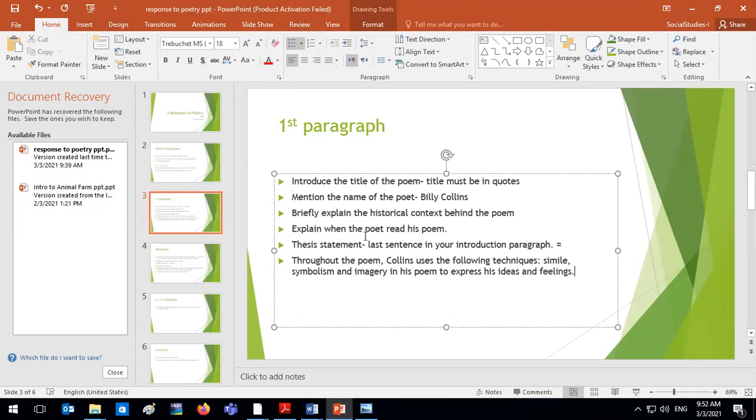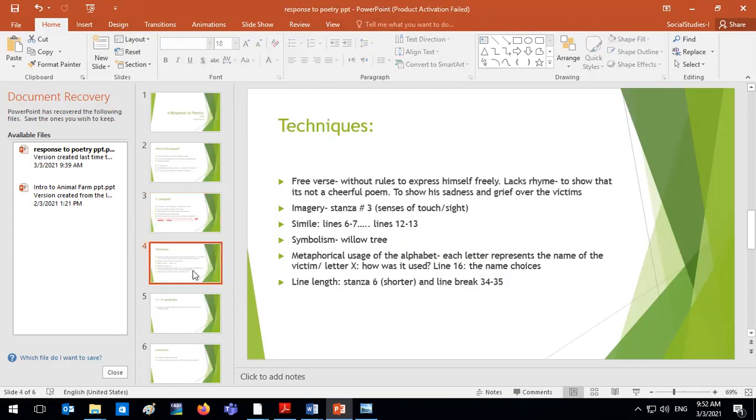This is an example of a thesis statement. The thesis statement mentions how many? The three techniques that you're going to use, where you're going to take each technique and talk about it thoroughly in your body.